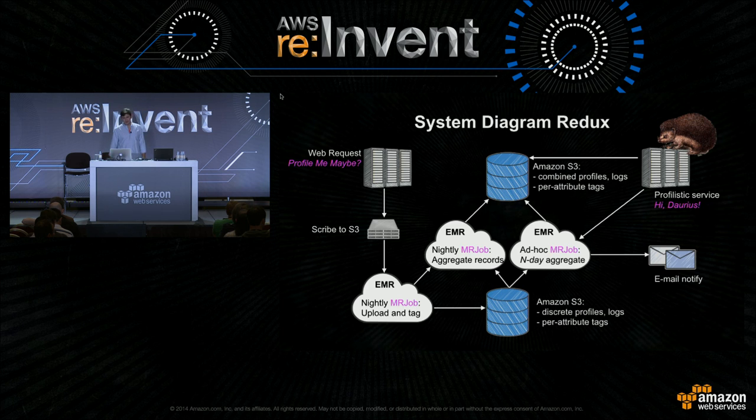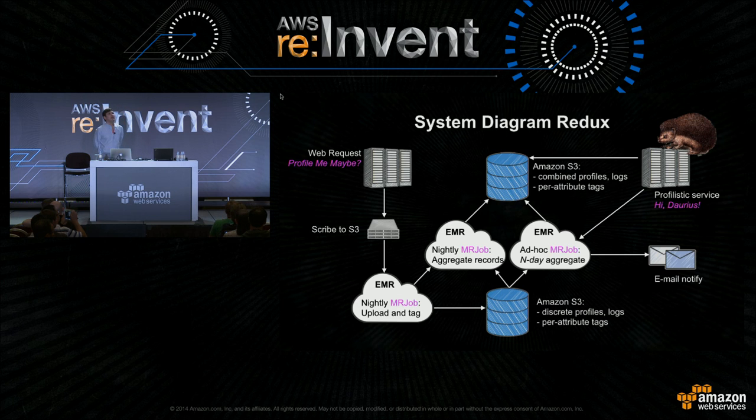You'll notice that in the top right, there's the Profilistic service. And this is where Darius hangs out. And this is basically a quick and dirty web app. Nothing too special from the web app construction end of things. But Profilistic exposes the collected profiles in a relatively easy to use interface. Profilistic will also allow you to start up ad hoc combination MapReduce jobs.